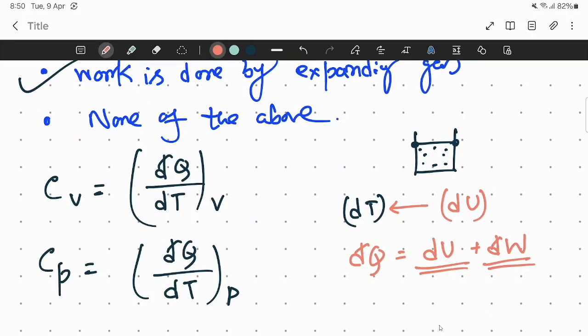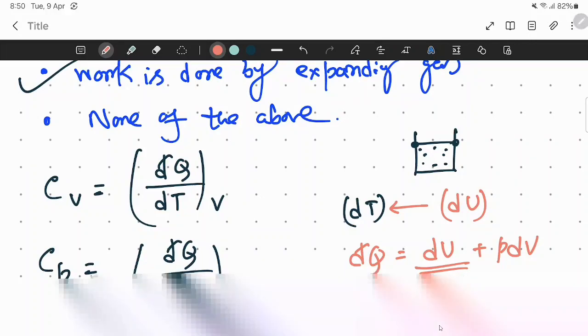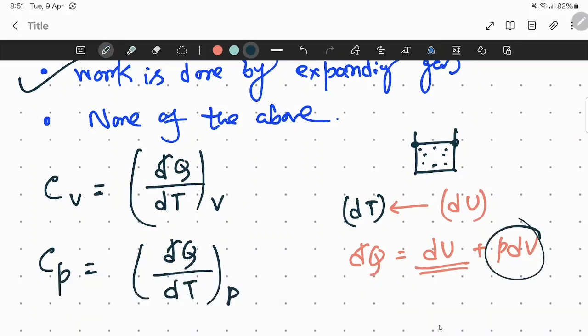Now when it is constant volume, this is PdV, so you can write it. Correct? So this work done will be zero when the volume is constant. So eventually the total amount of heat you are giving is essentially used to increase the internal energy, that means to increase the temperature. But in case of constant pressure, some amount of heat is also used to do work. So du will be q minus PdV in that case.